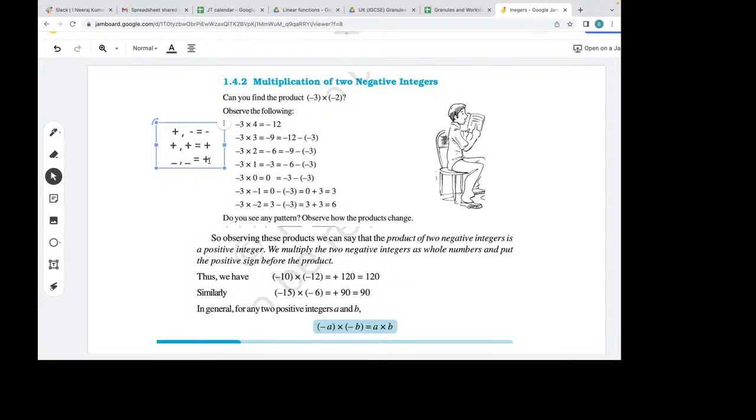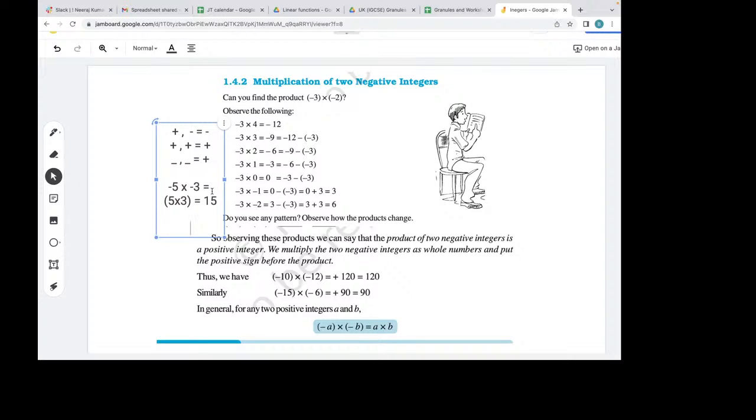Okay, let's take an example. One more example. Minus 5 multiplied by minus 3 is equal to minus 5 multiplied by 3, which is equal to minus 15. Sorry, no. That will be positive. My bad. So that will be 15.